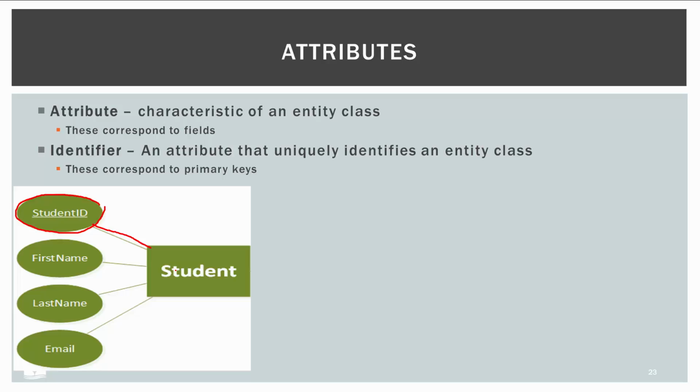Now, if the attribute corresponds to the primary key, if it uniquely identifies the entity or an instance of the entity, then we call that the identifier and put an underline under the name of it. You can see that there with student ID. So student ID is an attribute, but it is the identifying attribute of this entity class.